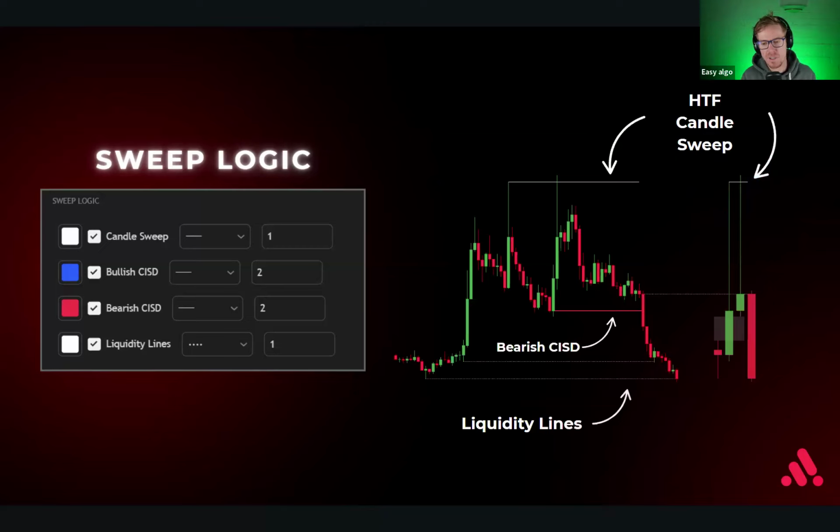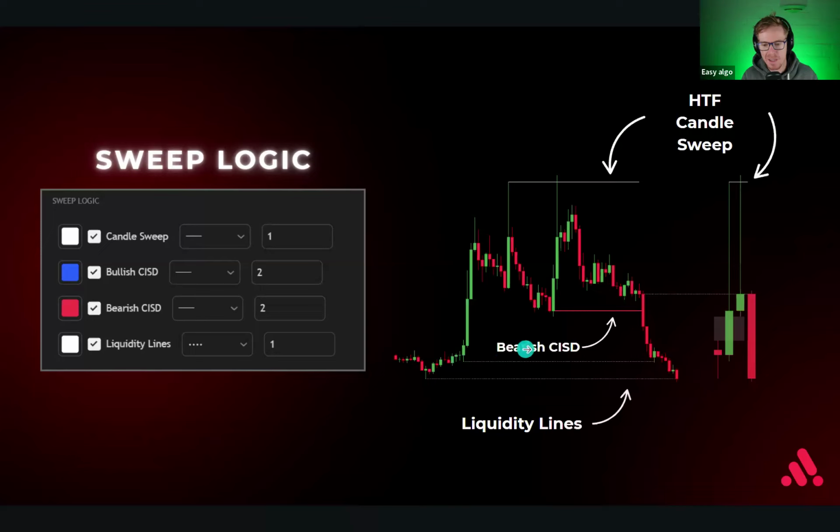All the confluences start on the higher time frame, and then it projects it onto the lower time frame, because we want to trade in alignment with the higher time frames to have more confirmation and confidence in our trades. So this will be the higher time frame candle sweep projected onto the lower time frame. We can customize that as well if you want dotted or thicker lines, or you can change the line color and customize it how you want.